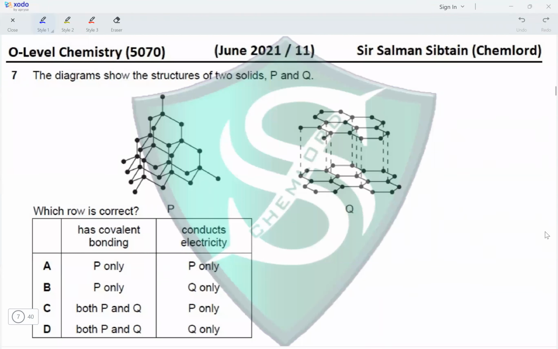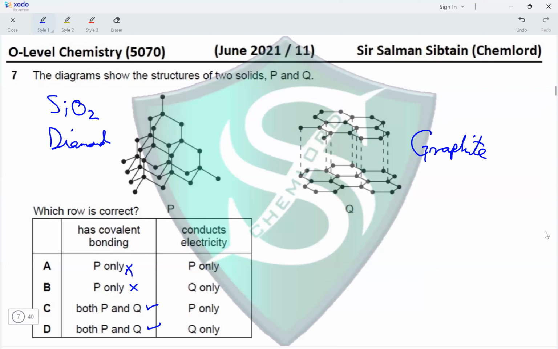Question 7. The diagrams show the structures of two solids P and Q. Now, the structure of solid P is that of SiO2 or it is that of diamond, while the structure Q is that of graphite. Which row is correct? Has covalent bonding? P only? No, P and Q both have covalent bonding. So options A and B have been eliminated. Now the correct option is either C or D.